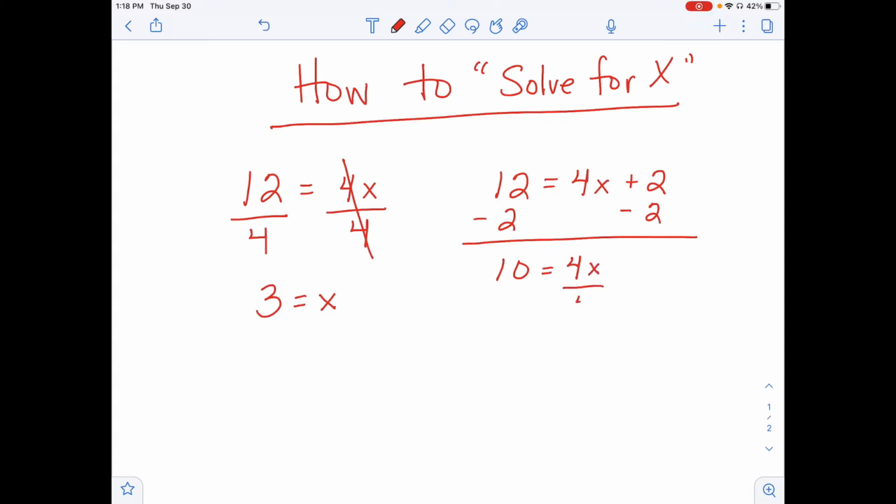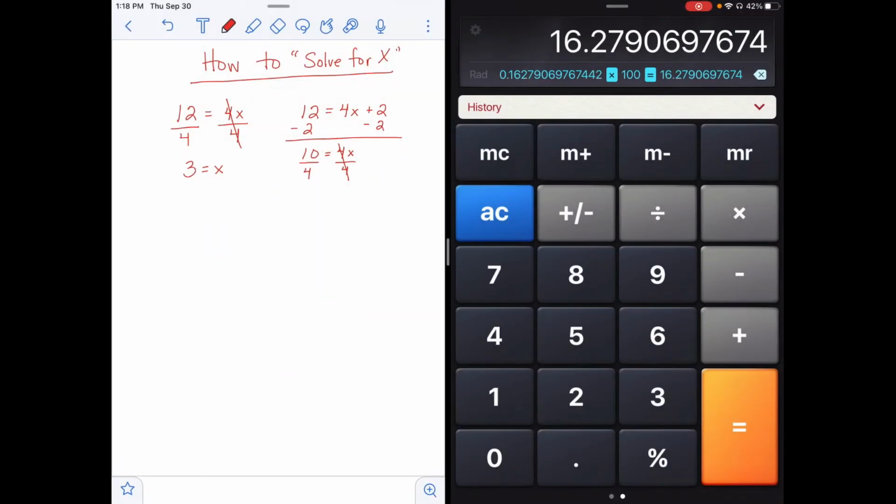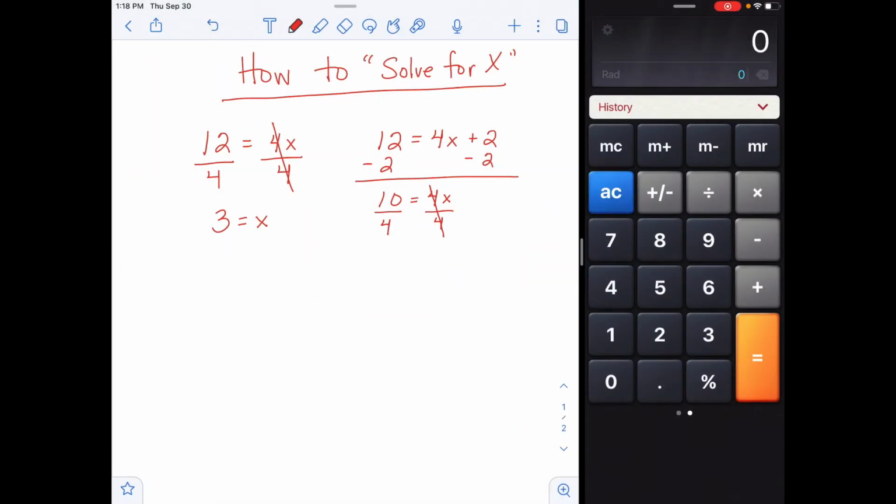Again, we want to divide by 4 on this side, divide by 4 on this side. This cancels, and now you have 10 divided by 4. Now, we never keep things as fractions in chemistry class, so you will want to type into your calculator 10 divided by 4 equals 2.5. So 2.5 equals x.